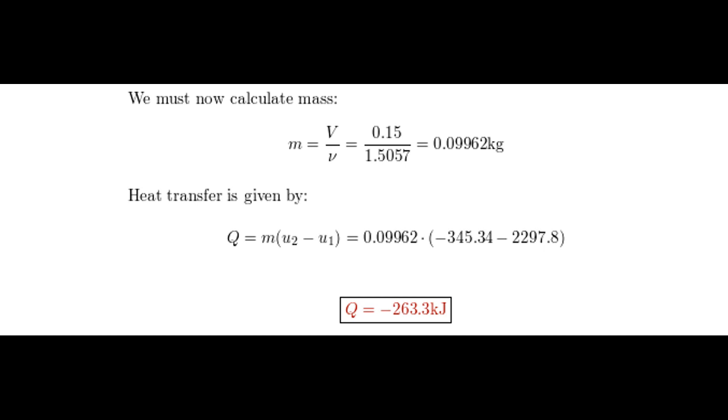And the formula for heat transfer is Q is equal to mass times U sub 2 minus U sub 1. U sub 2 and U sub 1 are the specific internal energy, and is equal to 0.09962 times negative 345.34 minus 2297.8, and our final answer is Q is equal to negative 263.3 kilojoules.